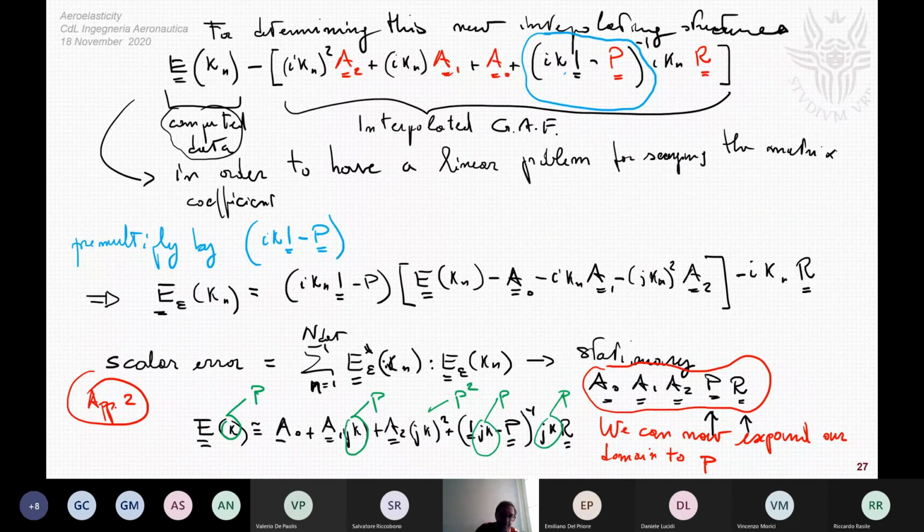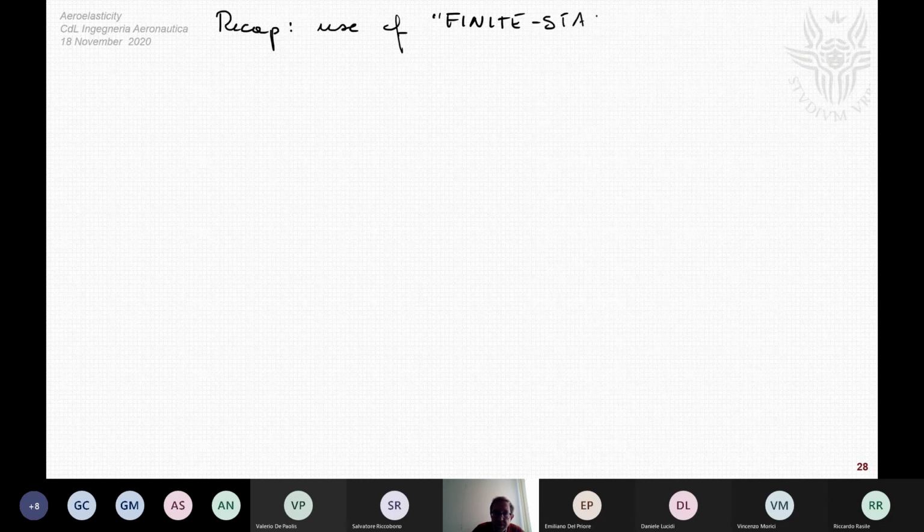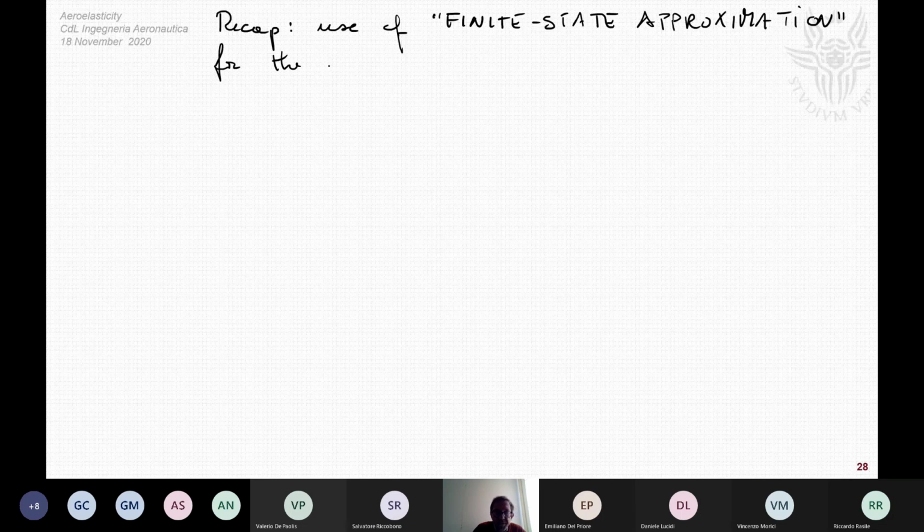Okay, let me recap the use of the so-called finite state approximation for the generalized aerodynamic force matrix A for flutter analysis.